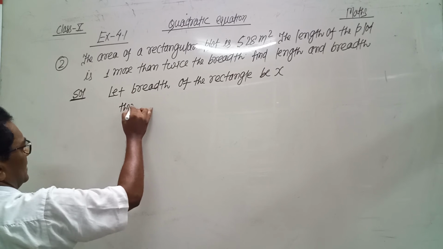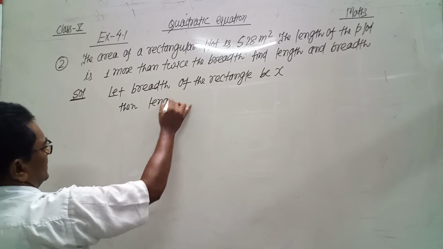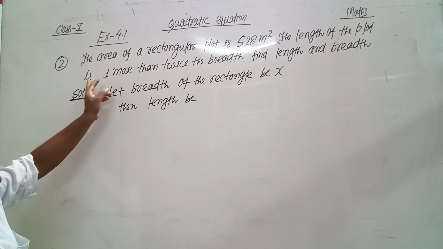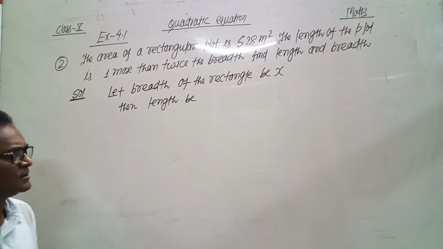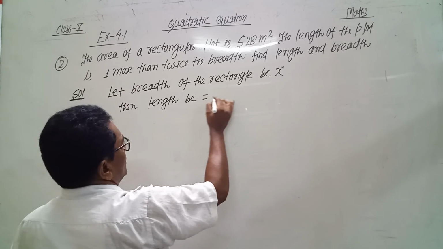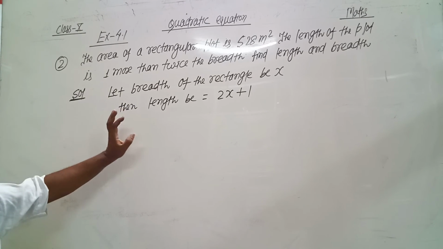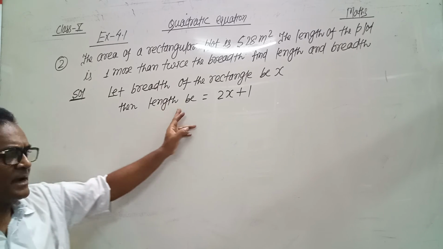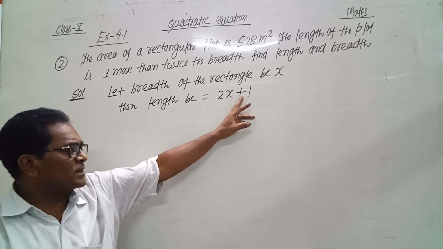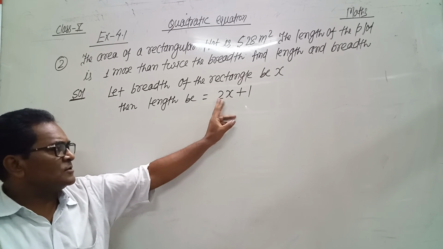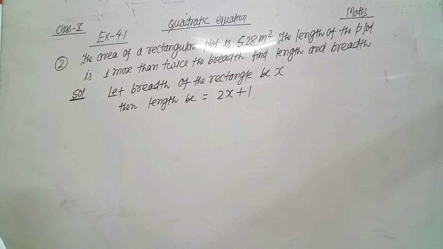Then the length. It is given that the length is 1 more than twice the breadth. Twice the breadth means 2x, and 1 more than means plus 1. The breadth is x, and twice it is 2x. So we got the breadth and length.